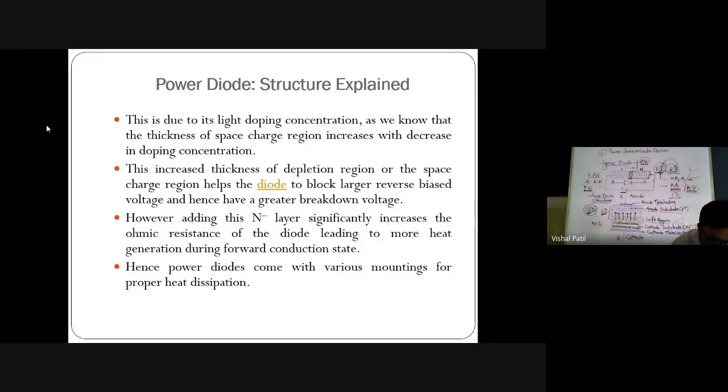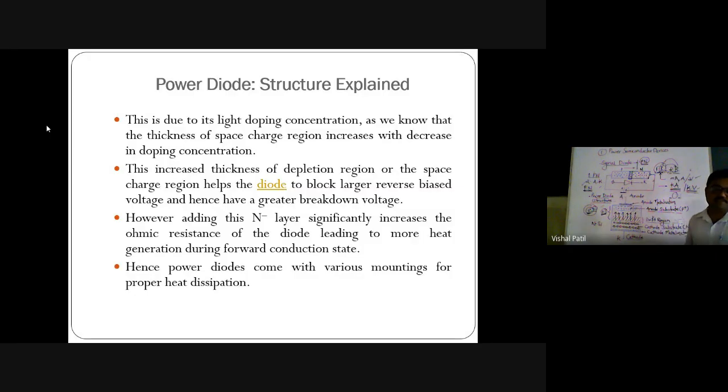However, adding a lightly doped N layer significantly increases the ohmic resistance of the diode, leading to more heat generation during the forward conduction state. Yesterday we have seen that the amount of heat dissipated is very high, and that's why the power diode requires heat sinks to be connected.